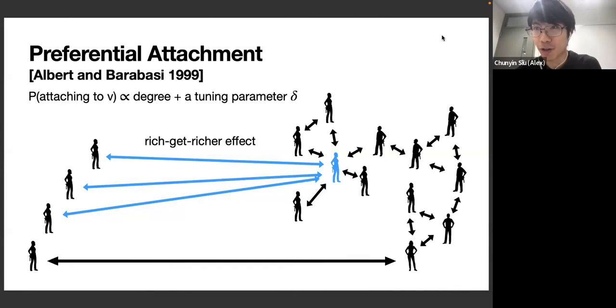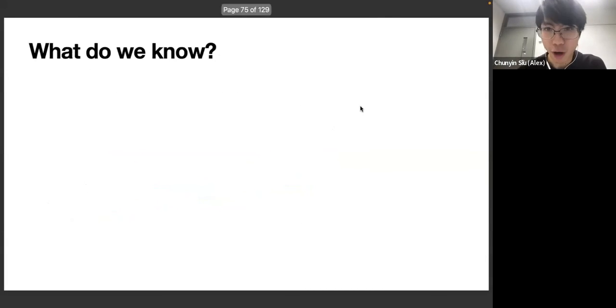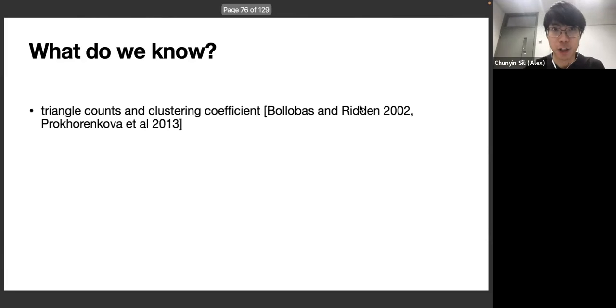If no, okay. So what do we know about the preferential attachment model? We know quite a lot since it's a model that has been proposed for 20 years now. For example, we know how to count triangles in these graphs. There are slightly different ways to write down a model formally, and for different models, we can have a pretty good asymptotics of the expected number of triangles, for example.